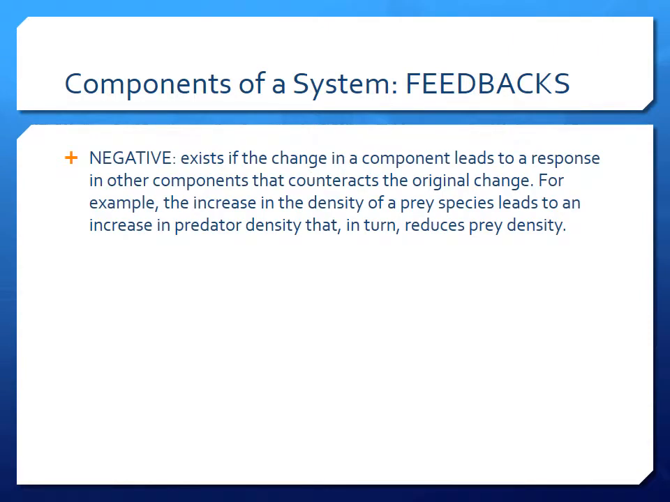Now we can also have negative feedbacks, and these exist if the change in the component leads to a response in the other components that counteracts the original change. The classical example is if you increase the density of a prey species in an ecosystem, this leads to an increase in predator density that in turn reduces the prey density. So what you have is essentially a self-controlling feedback. You increase the prey, which leads to an increase in the predator, which then tends to decrease the prey. So you sort of keep things in check.